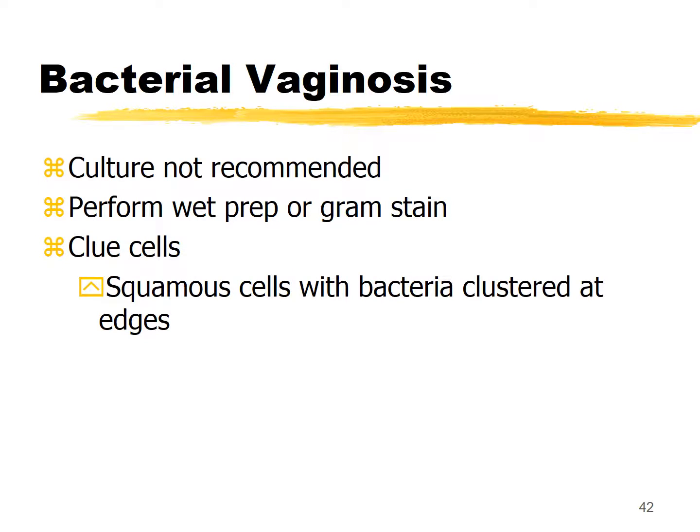Culture is not recommended. In bacterial vaginosis, Gardnerella is hard to grow. Usually what they'll do is a wet prep or gram stain, and they look for clue cells. Clue cells are squamous epithelial cells with bacteria that are clustered at the edges.